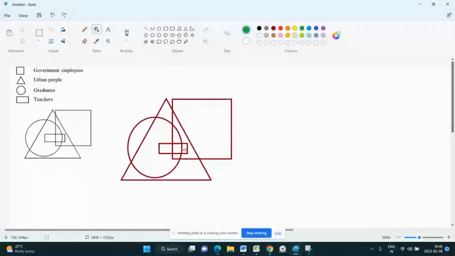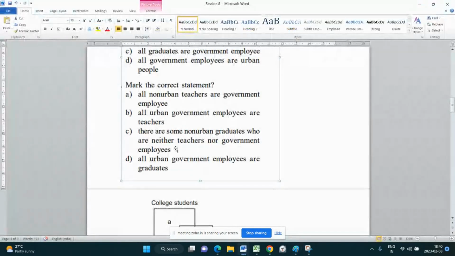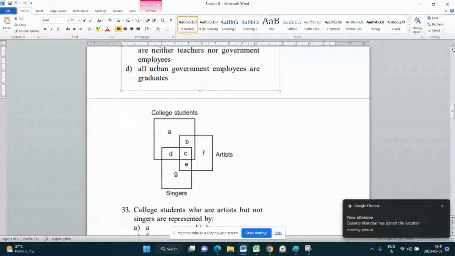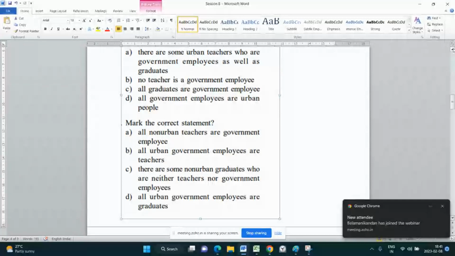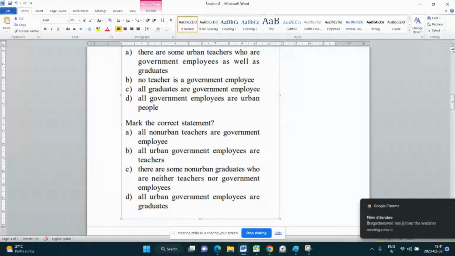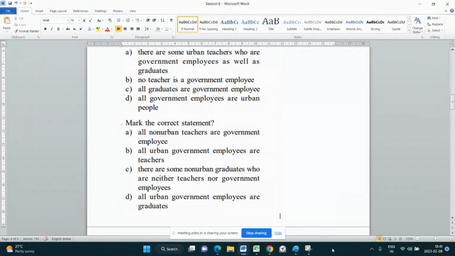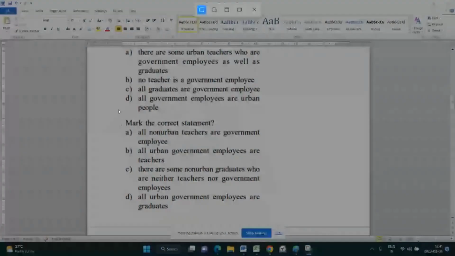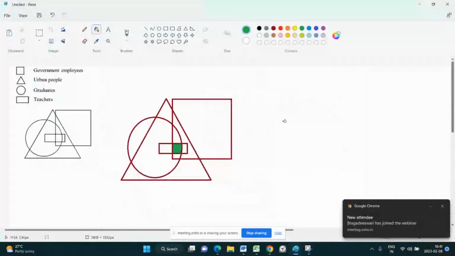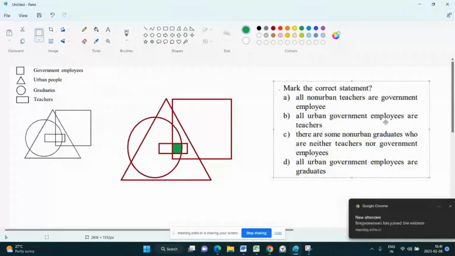All urban government employees are teachers. All urban government employees, urban and the government, or teachers, correct? Can you tell me which one is right here? I want one of you to tell me what is the right answer. Yes, I want you to tell me which is right. I can mark this, put it into that also. I will bring it here. Now tell me which is right.